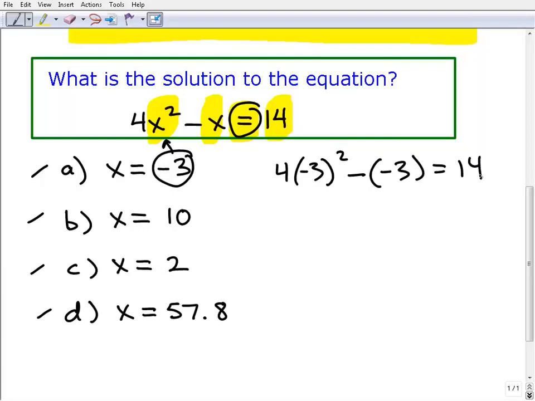So I'm going to start doing the math here, and I'm going to see if this is going to work. So I go, okay, (-3) squared, I have to do that first, is -3 times -3. And hopefully you're at the point where you understand, okay, a negative times a negative is a positive. If not, don't worry about it.